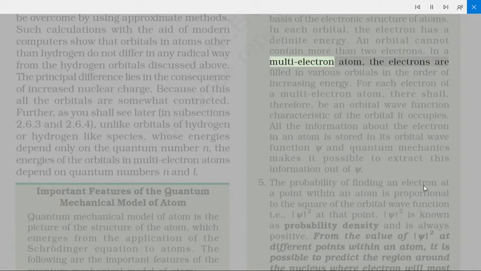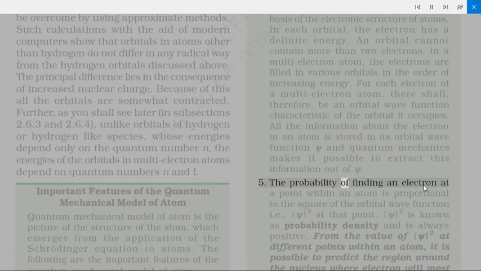In a multi-electron atom, the electrons are filled in various orbitals in the order of increasing energy. For each electron of a multi-electron atom, there shall, therefore, be an orbital wave function characteristic of the orbital it occupies. All the information about the electron in an atom is stored in its orbital wave function psi, and quantum mechanics makes it possible to extract this information out of psi.